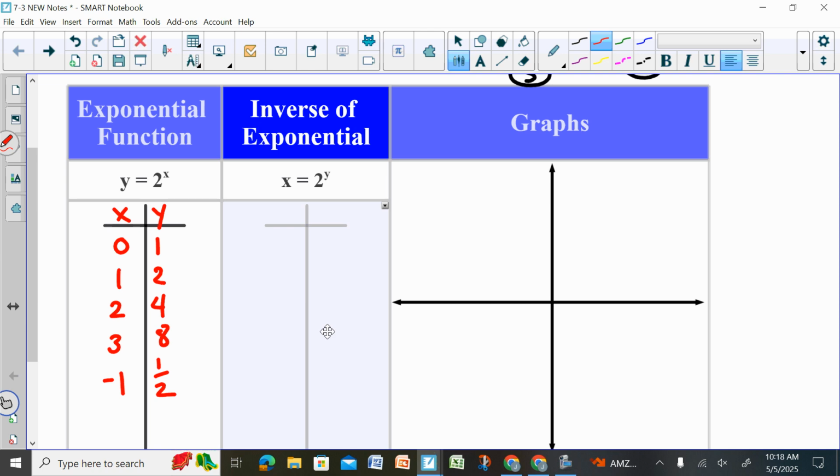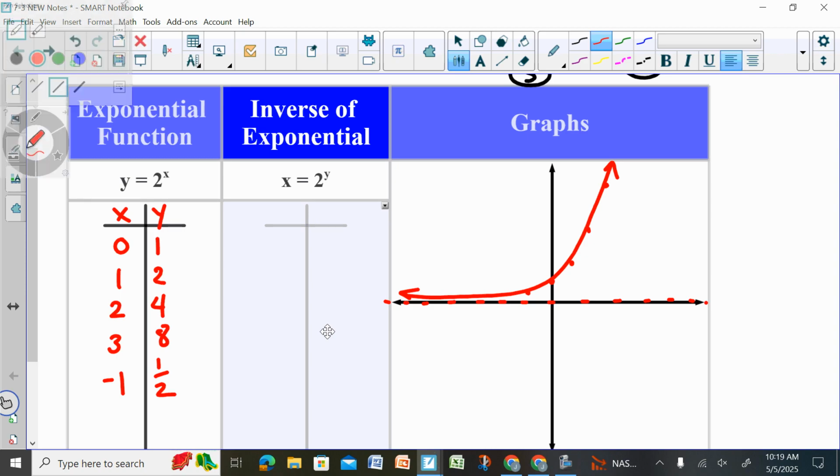And if I was to graph this right now: 0, 1, 1, 2, 2 to the 4th, 3 to the 8th, and then somewhere down here, negative 1 to the 1/2. Knowing that it's going to have a horizontal asymptote at 0, and its growth looks like such. Okay, so now the inverse of that would be, back in chapter 6, we learned how to do inverses.